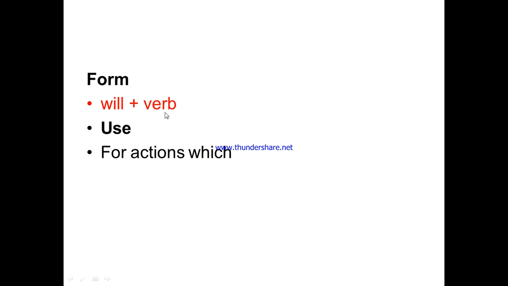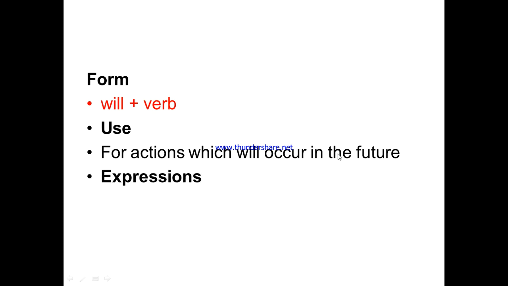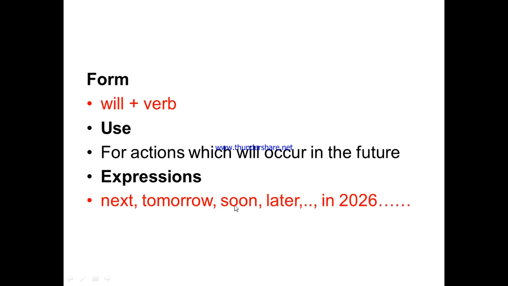بالنسبة للزمن المقبل، the next tense، it is in the form في شكله عندنا will زائد الفعل. will زائد الفعل لا يصرف، infinitive. وبالنسبة للاستعمال نستعمله بالنسبة لactions أفعال التي سوف تحدث، which will occur سوف تحدث in the future في المستقبل. بالنسبة للعبارات نجد next week, next year, next المقبل, tomorrow غدا, soon قريبا, later بعد ذلك, in زائد سنة يجب أن تكون في المستقبل، سنة بعد السنة التي فيها نحن، like here in 2026.